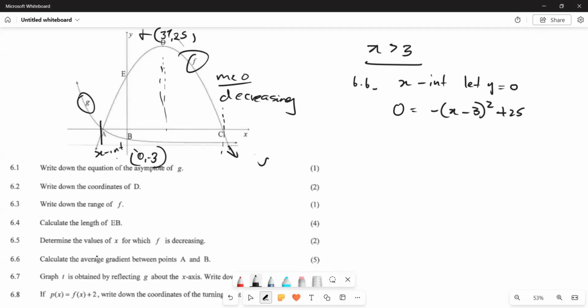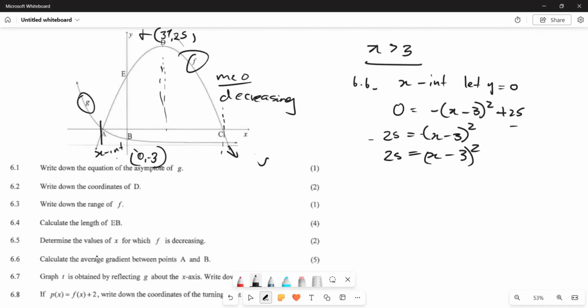Now here, if you take this 25 to this side, what are you going to have? Negative 25 is going to be the same as negative x subtract 3 squared. And this is the same as 25 equals x subtract 3, squared, when you multiply both sides by negative. This is going to be that.